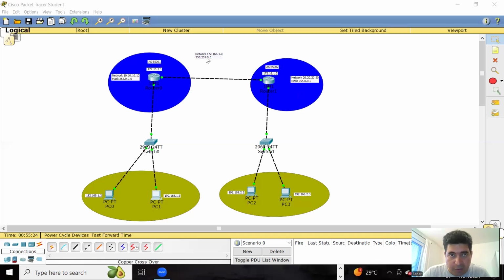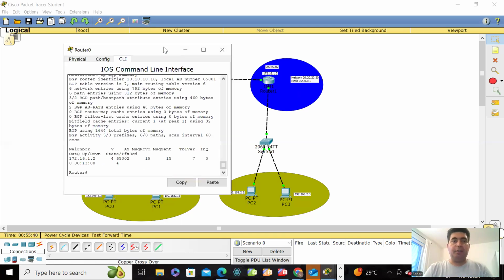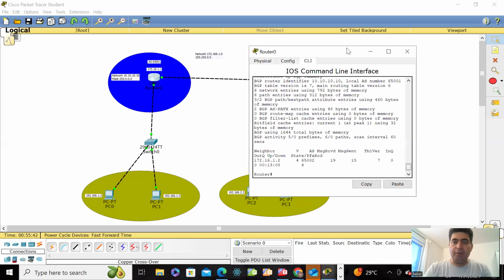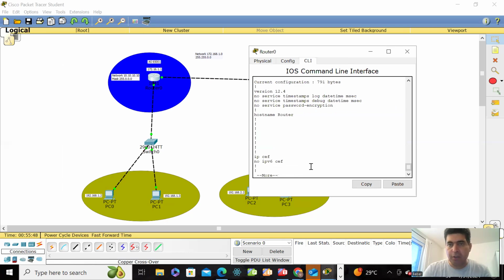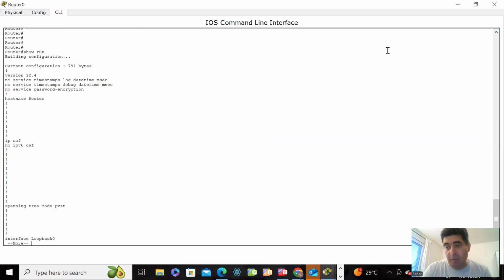Here I've assigned this network as 172.168.1.0, and two IP addresses are assigned to this PC and this router. These two PCs are connected to this switch, and this switch is connected with the router. To see how it works, I click on the router and use the show run command to show the configuration.